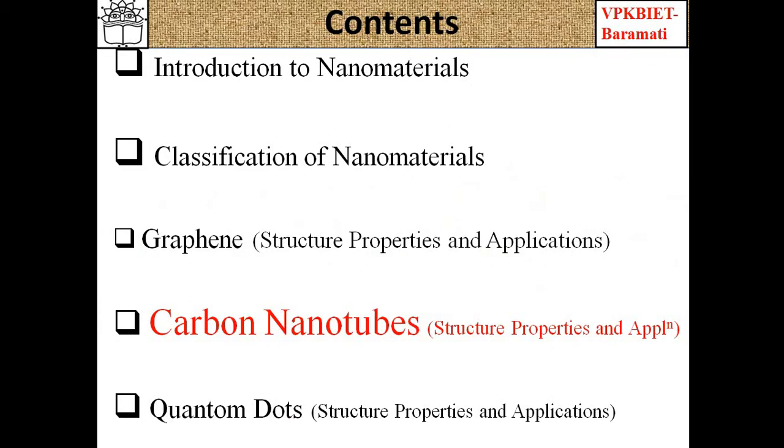In the last few lectures we have discussed that chapter number 3, Engineering Materials, is broadly classified into two sections. One is polymers, another is nanomaterials. Since the last few lectures we are talking about nanomaterials. We have already discussed the introduction to nanomaterials, then the classification of nanomaterials, then the special nanomaterial graphene, or the structure, properties and application of graphene.